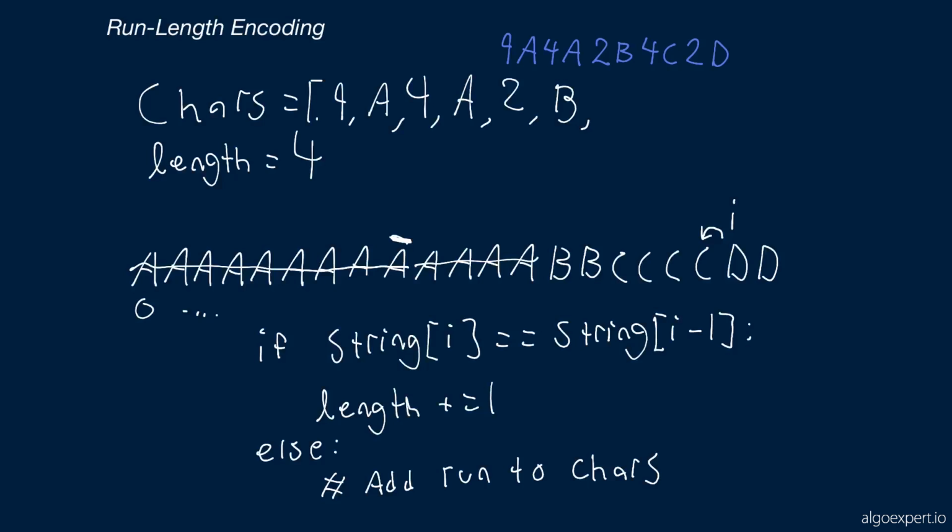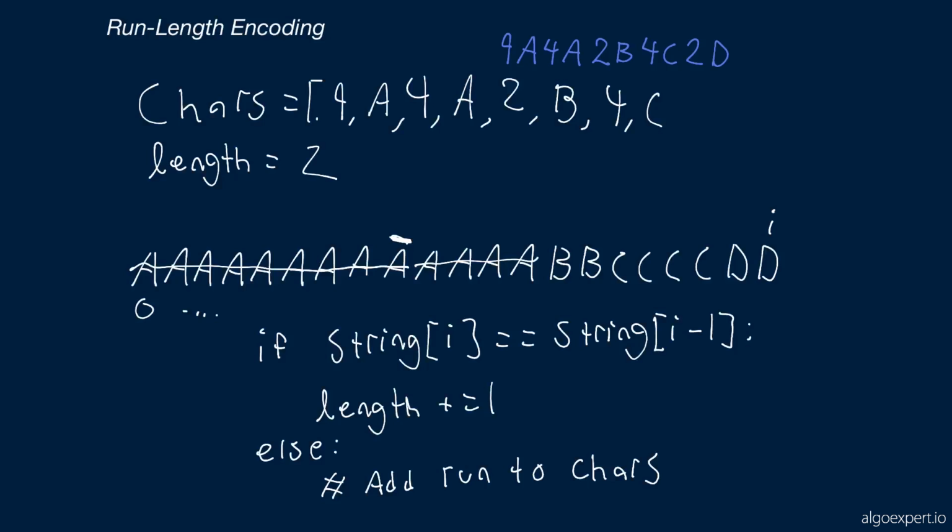And what will we do? Well, we will add this run of C's into our character list and reset the counter. So we'll get 4 C. There we go. We reset our counter to 1. And then we can continue moving I. So now I only has one more place to go. So I goes here. We increment our counter to 2 and we're done.